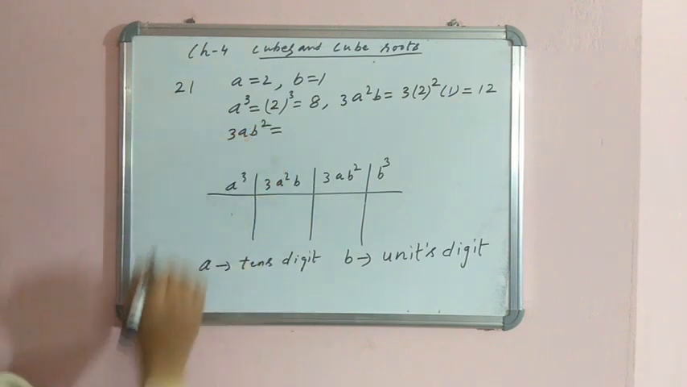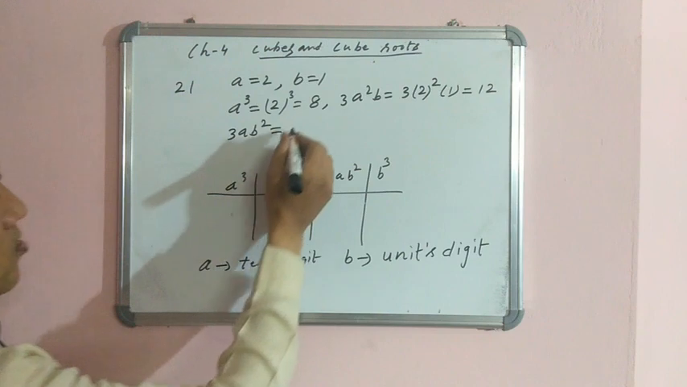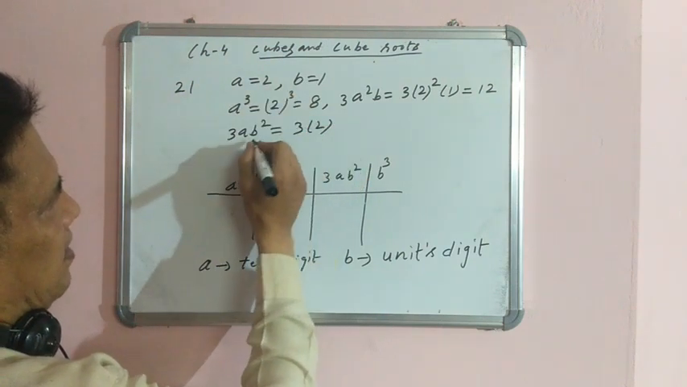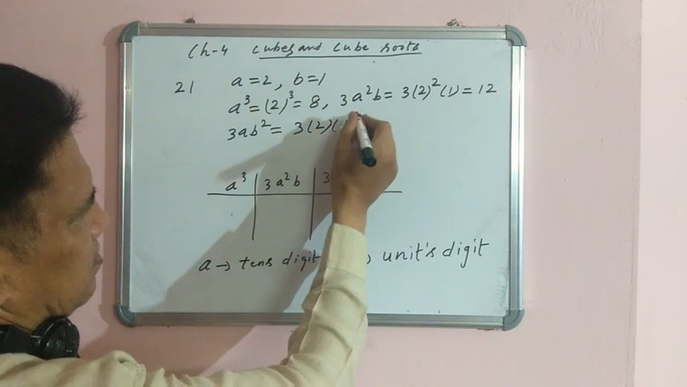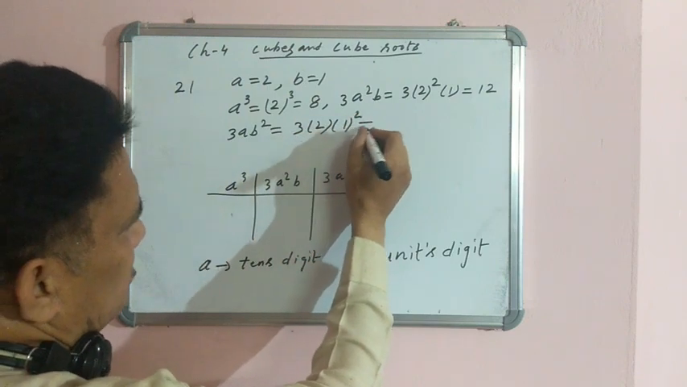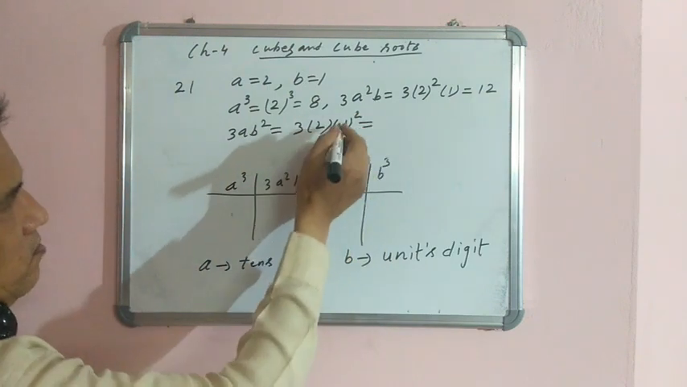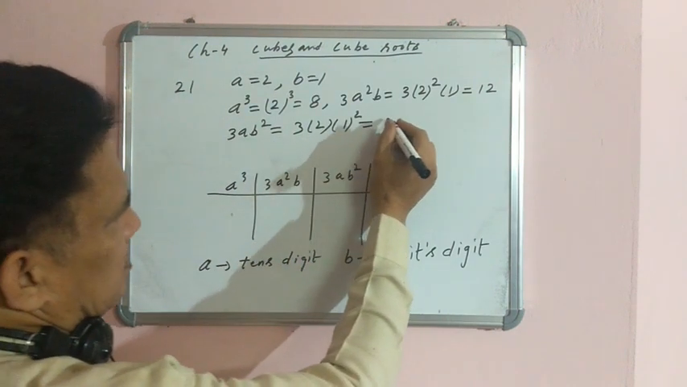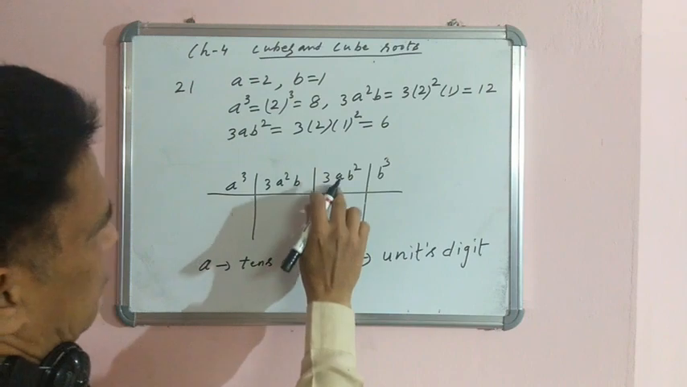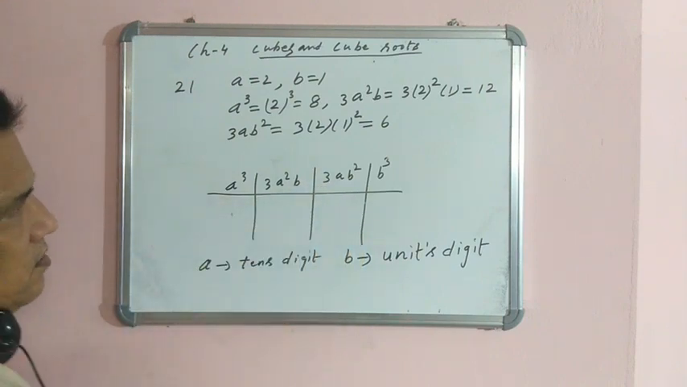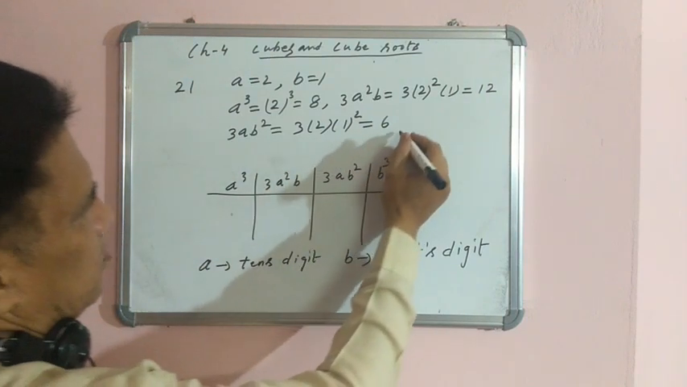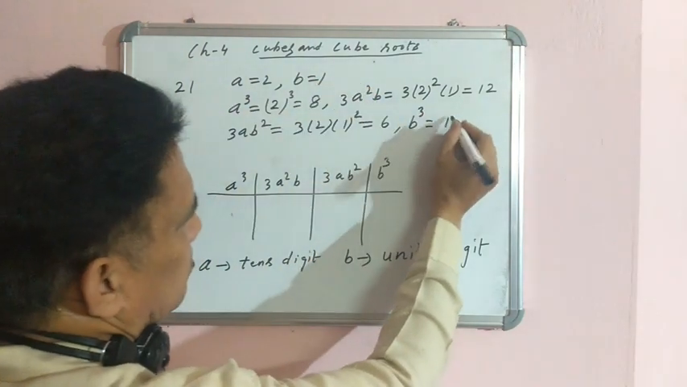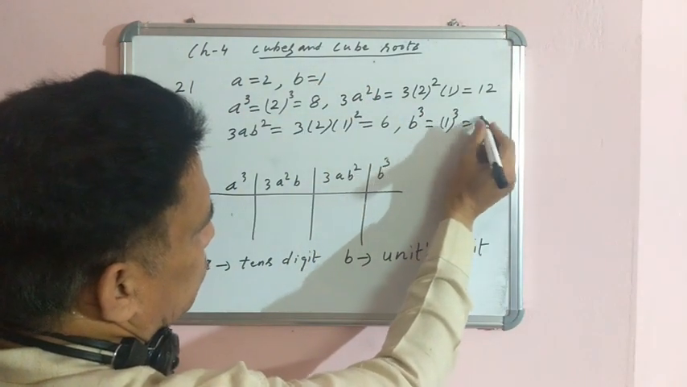Now we will calculate 3ab square, the third column value. Put here the values of a and b. So 3, the value of a is 2 and the value of b is 1. Simply we are putting the values. So 1 square is 1, and 3 times 2 is 6. So we have got the value of the third column also. Now we will calculate b cube. b cube, that is 1 cube, which is equal to 1.